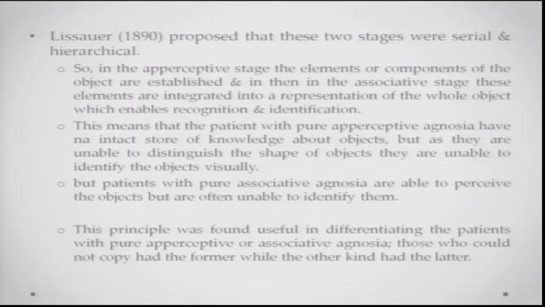Now, this principle was found useful in differentiating patients with pure apperceptive or associative agnosia. The idea could be that those who could not copy had apperceptive agnosia, and those who could at least copy but could not name had associative agnosia.